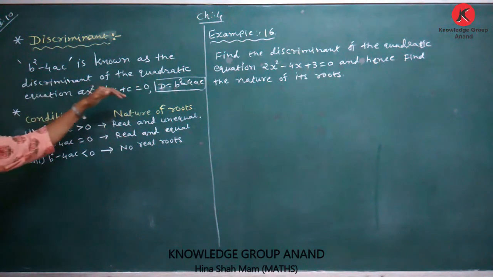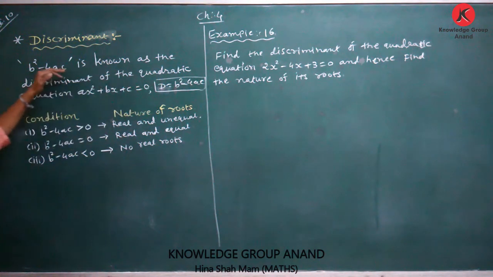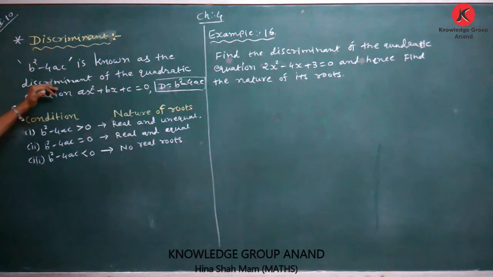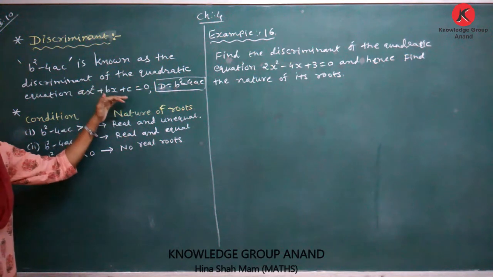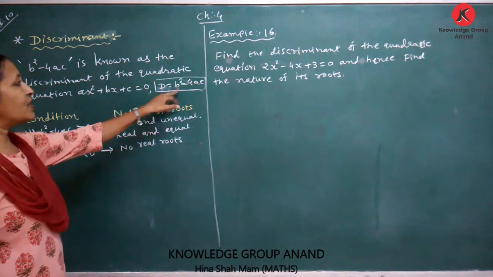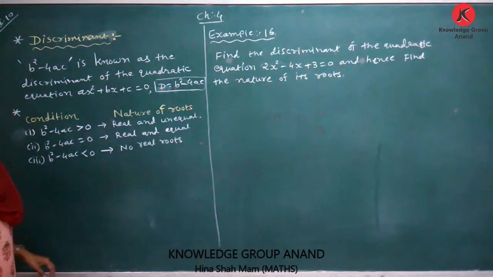The discriminant is denoted by D. b square minus 4ac is known as the discriminant of the quadratic equation ax square plus bx plus c is equal to 0. D is equal to b square minus 4ac. Now some conditions about this discriminant.